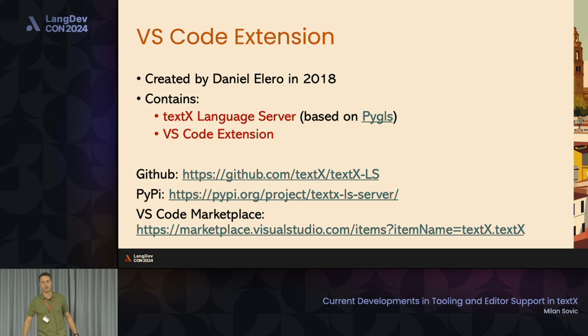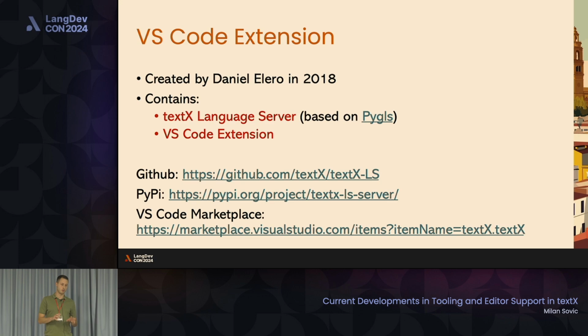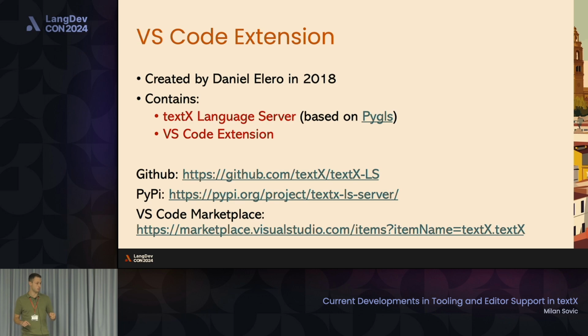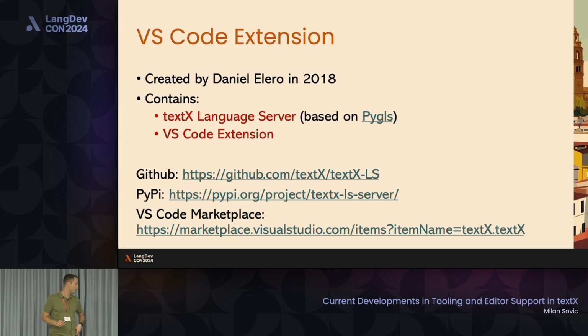This is a project created by Daniel Alero in 2018, and it actually consists of two parts: textX language server, which is based on PyGlass, a project also initiated by Daniel, and the actual VS Code extension. Here are the links to the repo, PyPI, and the VS Code marketplace for the extension.